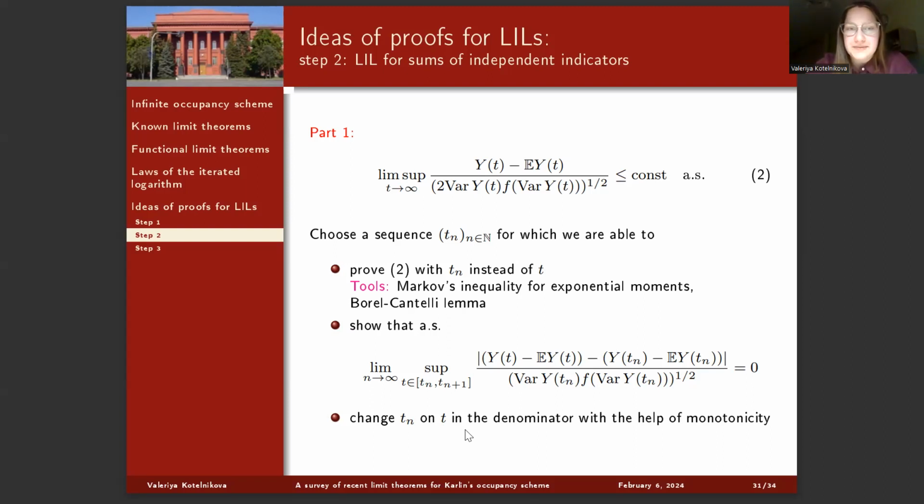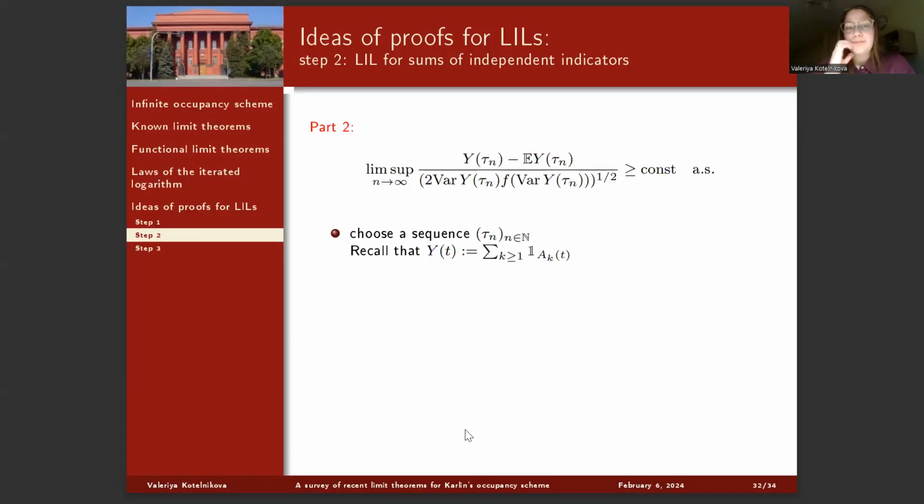So once we are done with part 1, we move to part 2. And as I said, we want to show here that the upper limit is at least this positive constant almost surely. Of course, we do not need to consider this upper limit over all t which tend to infinity, we can just choose some subsequence tau n, which is convenient for us. And now I'm going to define what we mean by this being convenient.